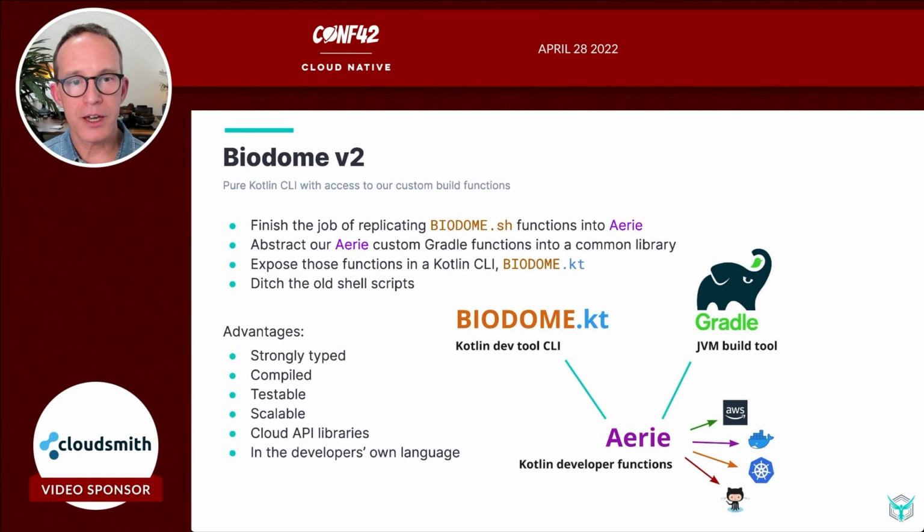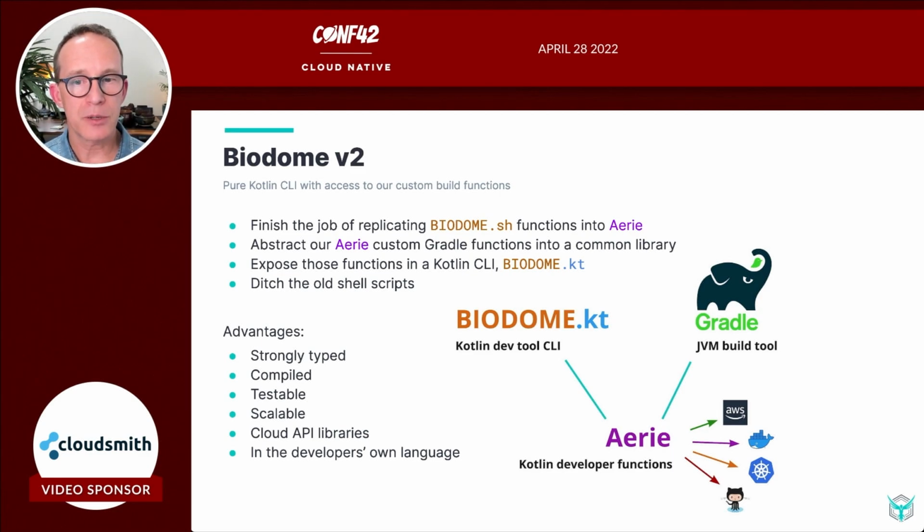So over time, what we found was that our old Biodome shell script started to become less necessary for our build process. We were building a lot of the functionality that Biodome provided into Airy and into our Gradle tasks. So we made a decision to formally get off of that shell script and start building the rest of those functions into Airy. Furthermore, we wanted to abstract all of those custom functions that we were using for Gradle tasks into libraries that could be used by other software applications.